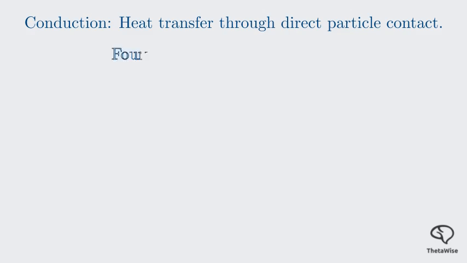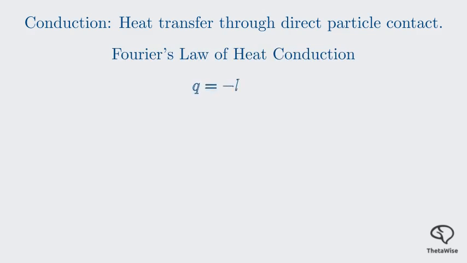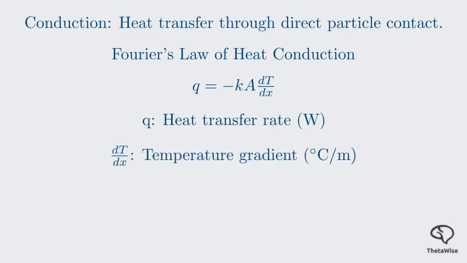down the rod. The rate of conduction is governed by Fourier's law of heat conduction. This law states that the rate of heat flow, Q, is proportional to the negative temperature gradient and the area normal to that gradient. Let's break this down. Q is the heat transfer rate in watts. The term dT over dx is the temperature gradient, or how much the temperature changes with position. The negative sign ensures that heat always flows from a higher temperature to a lower temperature. A is the area through which heat is flowing in square meters.